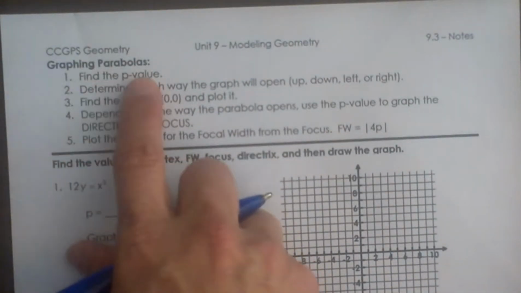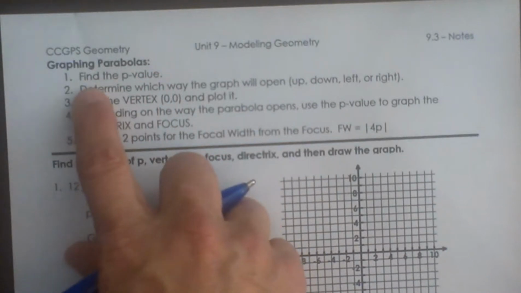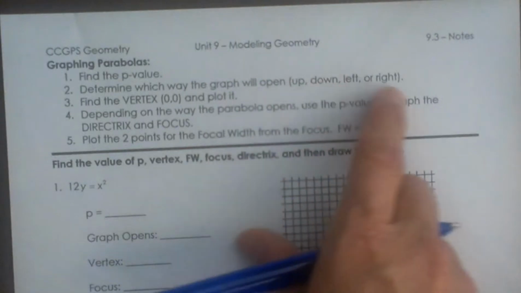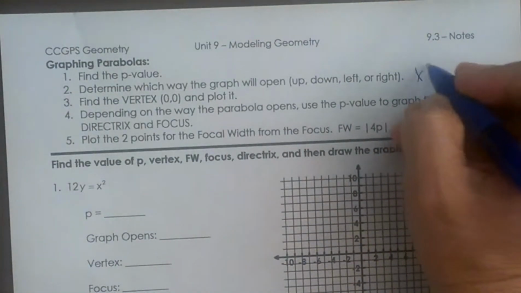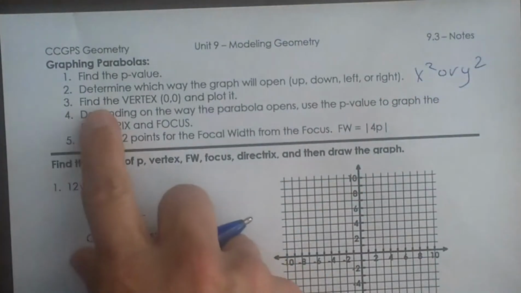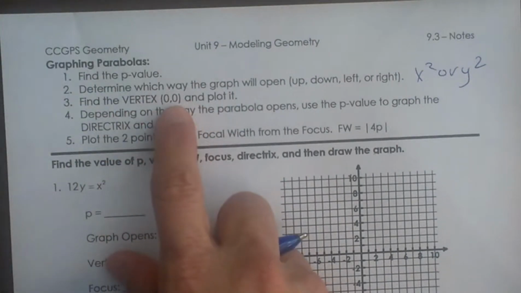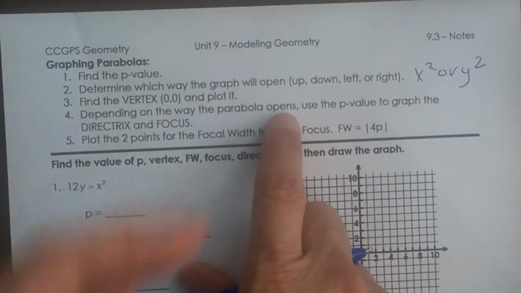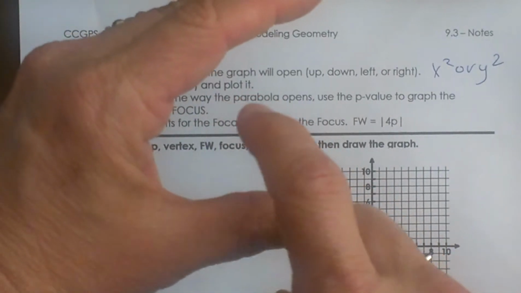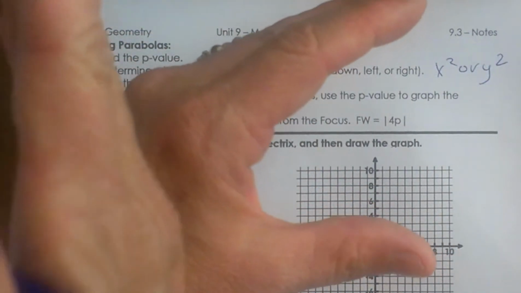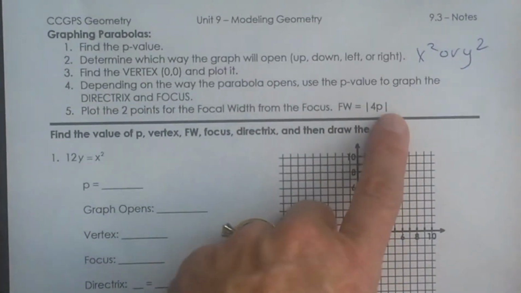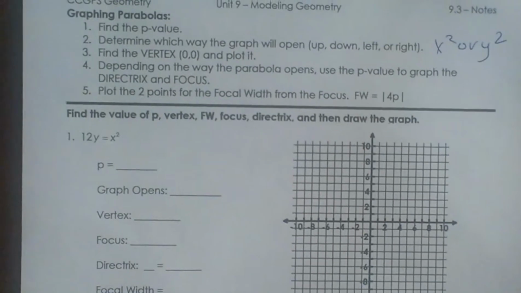We've got finding the value p. So the first thing we have to do when we go to graph is find the value p. Then we're going to determine which way it faces, up, down, left, or right, by looking at either the x squared or the y squared. Okay, find the vertex, and we know in these problems it's going to be (0, 0), and plot it. And then we're going to count our p direction. Inside the mouth will give us the focus. Outside the mouth, that p distance will give us the directrix. And then we're going to plot a couple more points using our latus rectum, or our focal width.